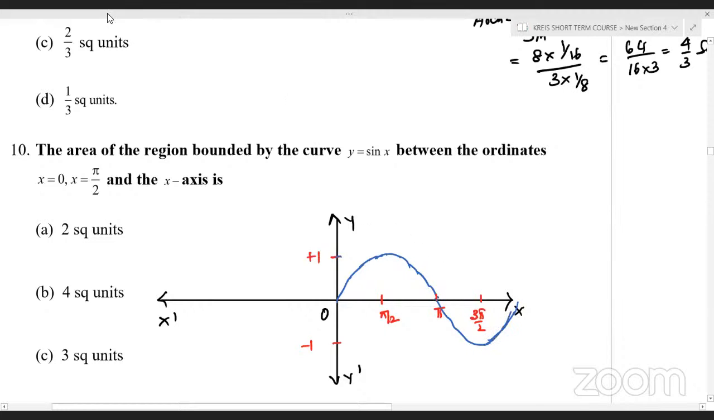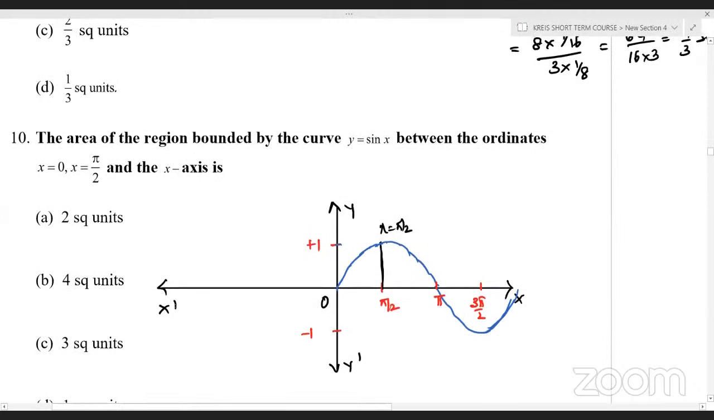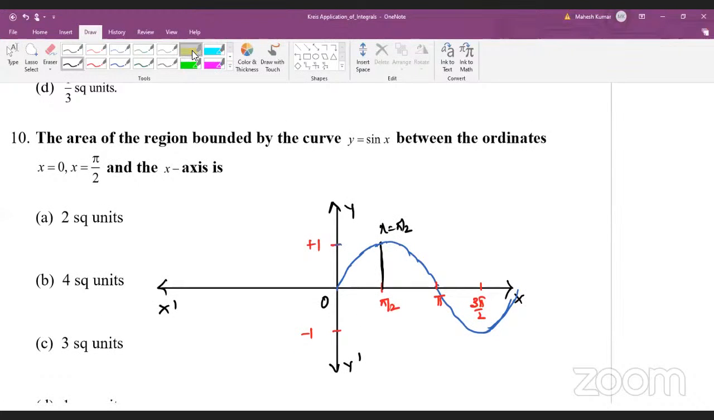Now you want the area between x is equal to 0 and x is equal to pi by 2. Now it is a half loop, right? X is equal to pi by 2. One complete loop is going to be 2 square units. What is going to be the area of this region?